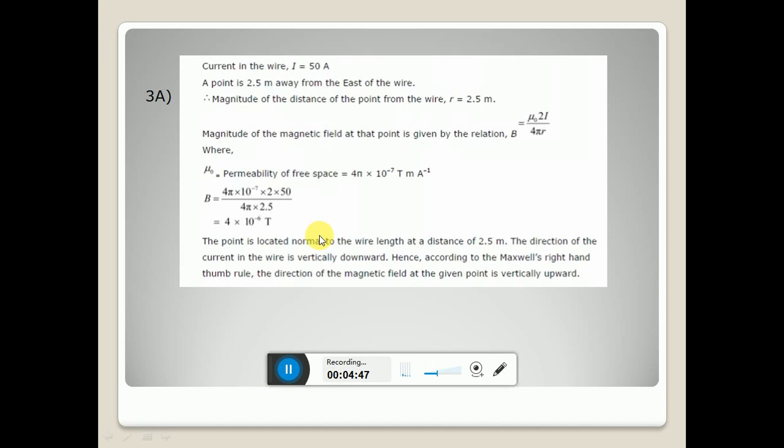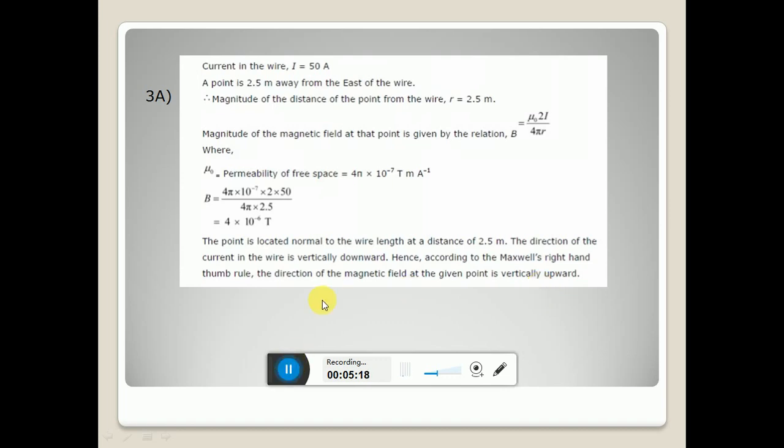Calculating the magnitude, we can do using the equation, but how do we find the direction of the magnetic field? In order to find the direction of the magnetic field, we have to use the right hand thumb rule. Apply that right hand thumb rule, and the direction of the magnetic field will be given by that rule. Here, the direction of the magnetic field will be vertically upwards.